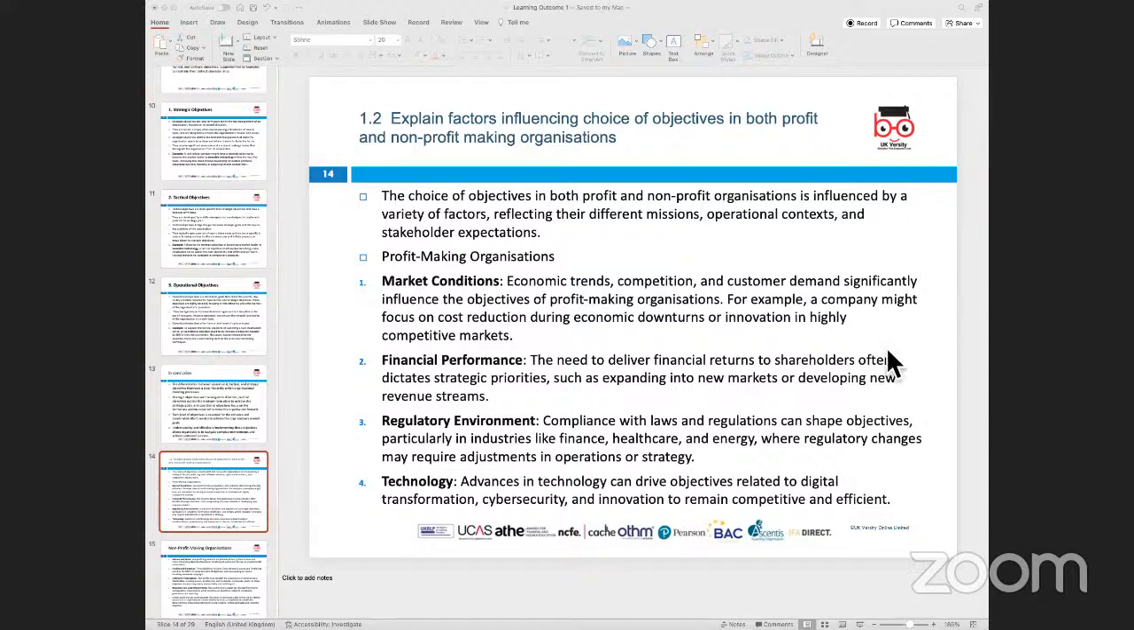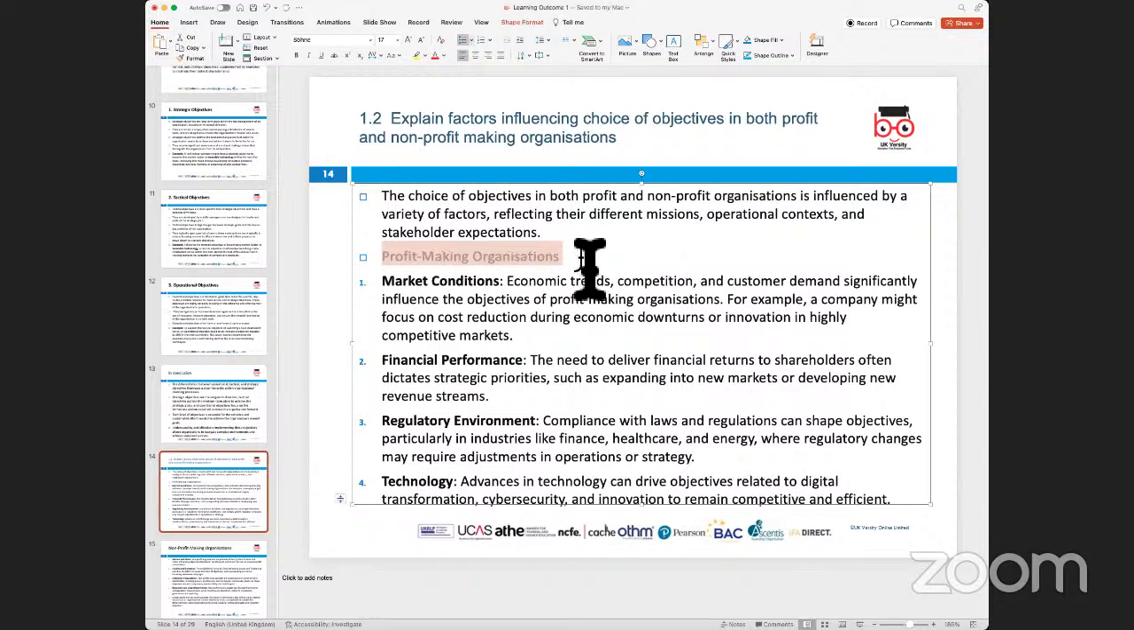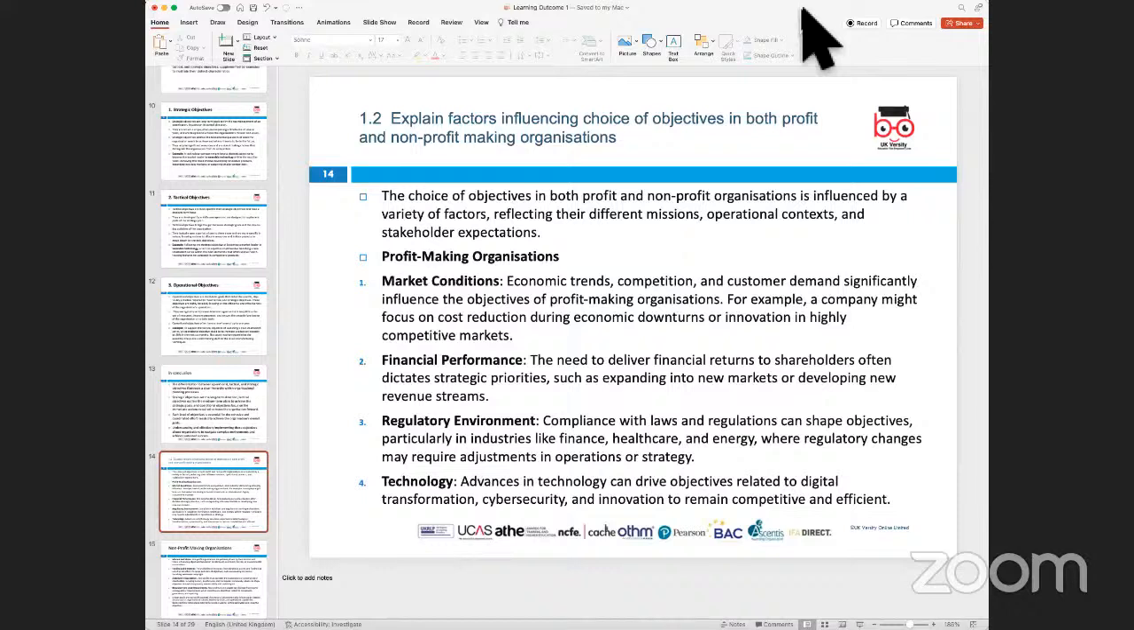Now, having understood that, what we need to do is differentiate between the factors which influence profit making and non-profit making organizations. When we talk about profit making organizations, we are looking at market conditions. So any private company, any organization, corporation would essentially be focused on understanding what the economic conditions are. How is the economic climate being affected?